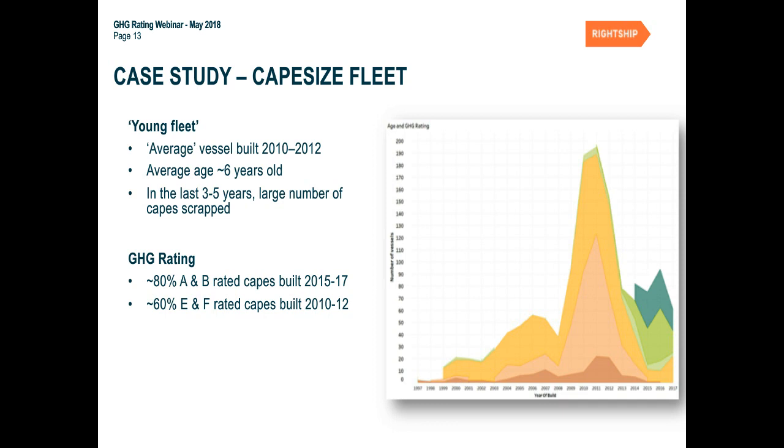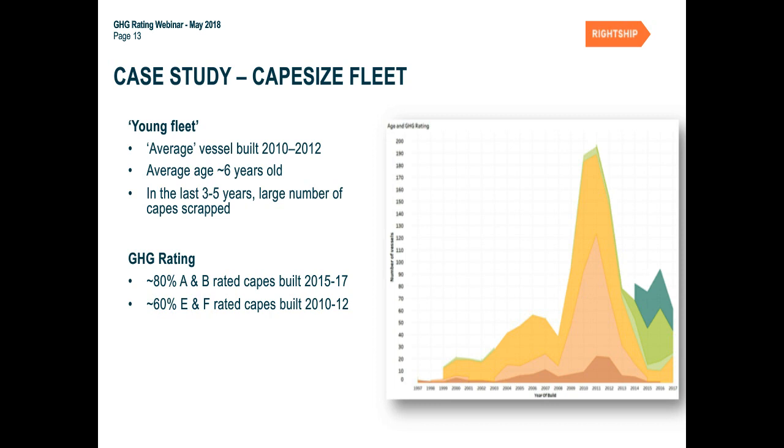In terms of the GHG rating, I mentioned most of the A and B rated ships have been built in the last 2 or 3 years. But also, something that is a little bit different in this segment is that up to 60% of the E and F rated ships, so the most inefficient ships, were built between 2010 and 2012.